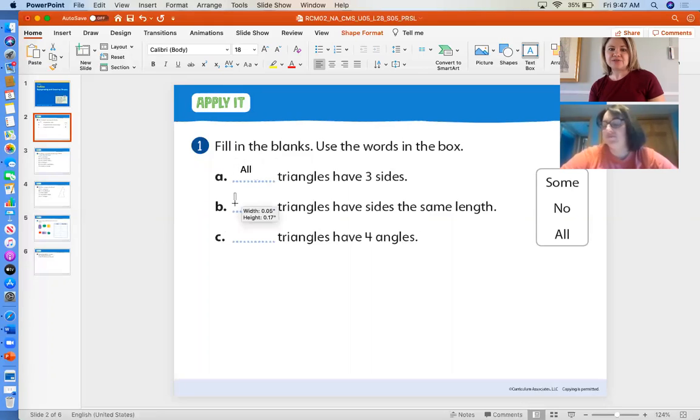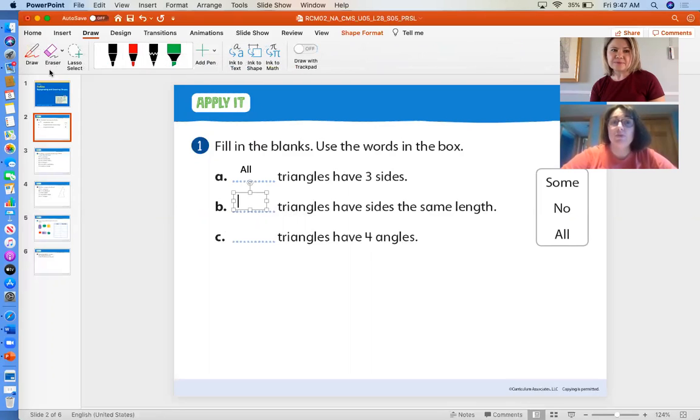Okay. Blank triangles have sides the same length. Okay, so here's what we're going to do. I'm going to draw an example. This triangle has 3 sides that are the same length. I call this an equilateral triangle because each side is equal. But this triangle has different lengths. I call this a right triangle because this makes a square corner. So an equilateral has sides the same length, but a right triangle doesn't.